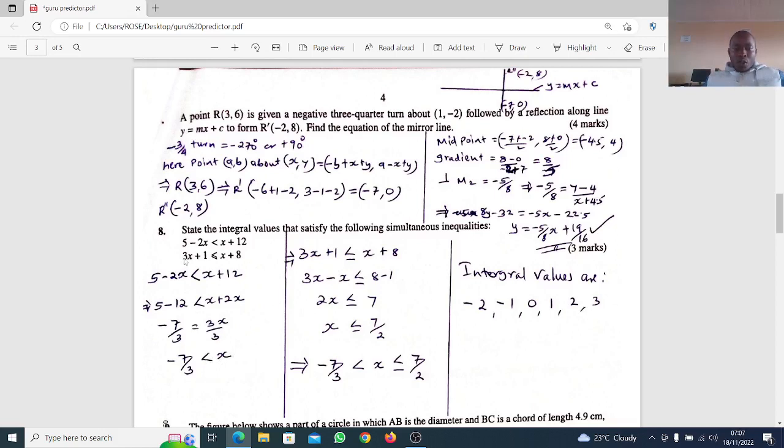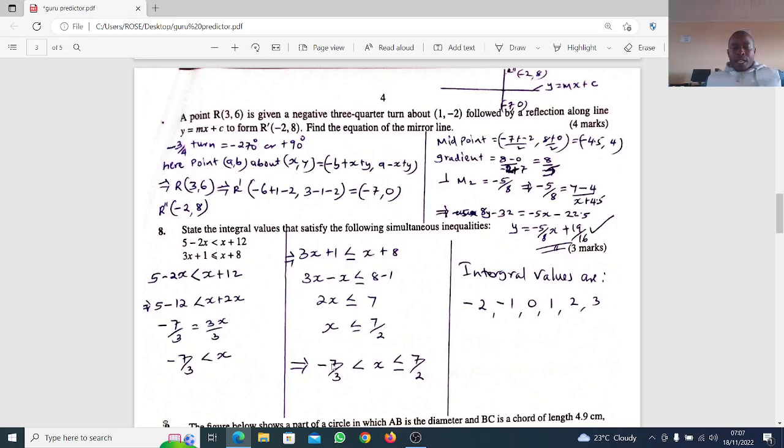You go to the second inequality, you solve them simultaneously. I now need to have the x on the left-hand side, so I take the x here, I take the number to the right-hand side. I'm just doing that to make my work easier. So it will be 3x minus x, because it goes to the left-hand side, it becomes minus x, is less than or equal to 8 minus 1. So 2x is less than or equal to 7. So we divide by 2, x becomes less than or equal to 7 over 2.